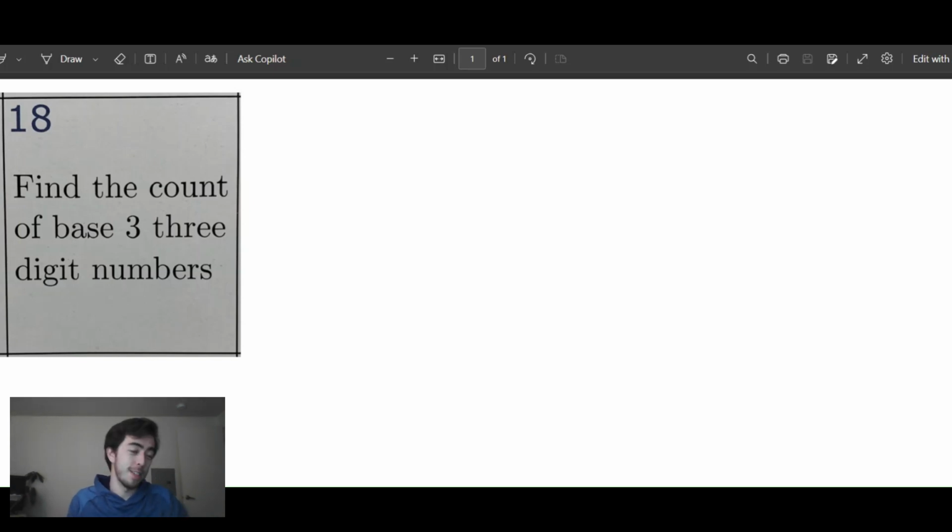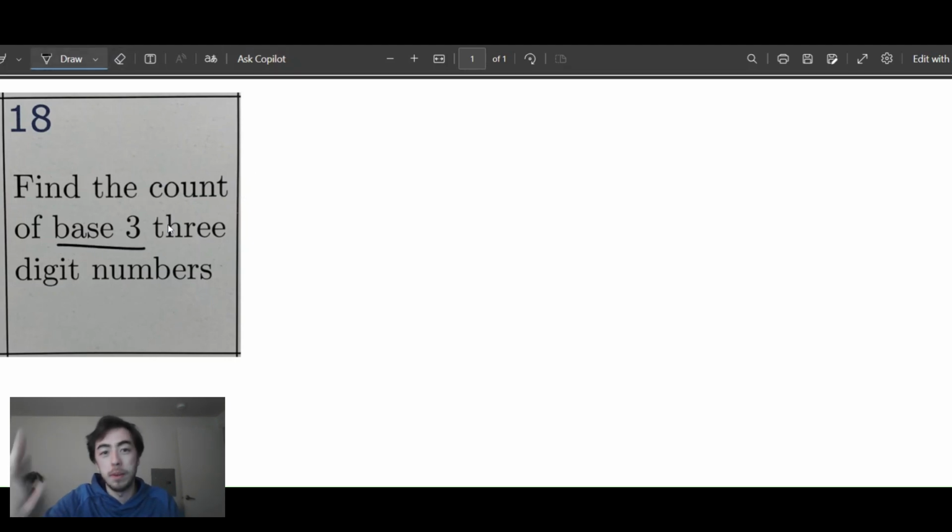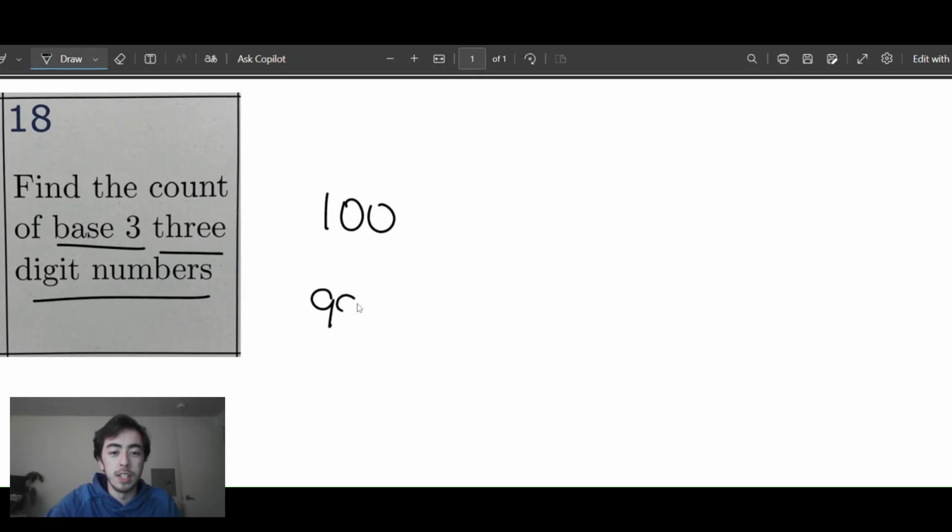It's March 18th. We have problem number 77 from the Daily Epsilon calendar. And guess what? We're going to figure out why the answer is 18 today. So we are finding the count of base 3 three-digit numbers. Okay, so find the count. This just means like how many. Base 3, let's talk about that in a sec. But three-digit numbers, that's going to just look like 100 to like 999.